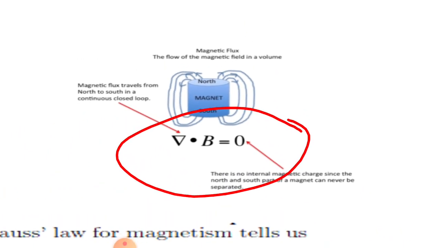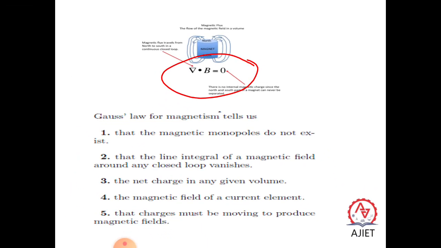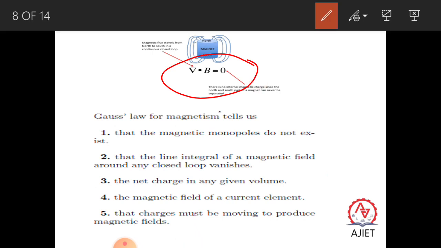The magnetic flux, the flow of magnetic field in a volume, traveling from north to south is a continuous loop, and there are no magnetic charges since there are magnetic field lines here. Some interesting facts we can see here. Gauss law for magnetism tells you that magnetic monopoles do not exist. That means there are no such charges like positive charge and negative charge.